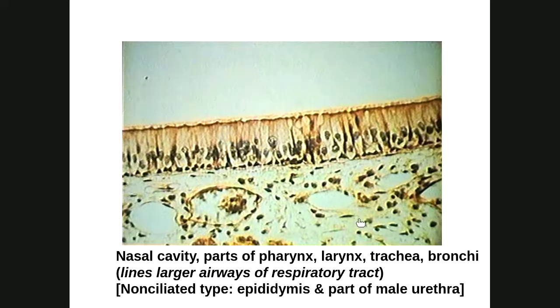All right, so you're going to see this type of epithelium in the larger passageways of your respiratory system. So your nasal cavity, part of the throat there, your larynx, which is your voice box, trachea, some of the bronchi there. We don't have a picture of it here, but the non-ciliated type, that's more rare, okay? That's going to be epididymis and part of the male urethra. We just don't have a picture of it here in the book.